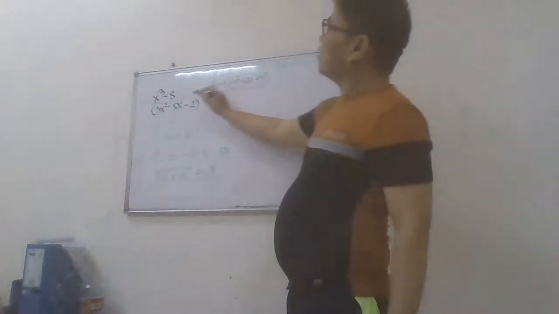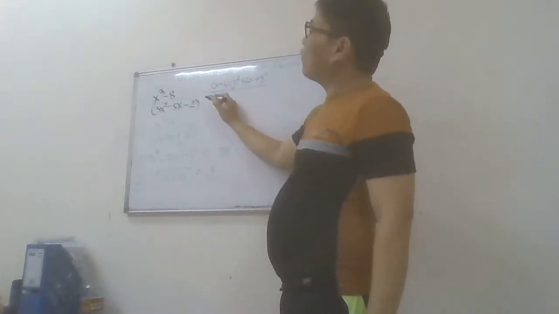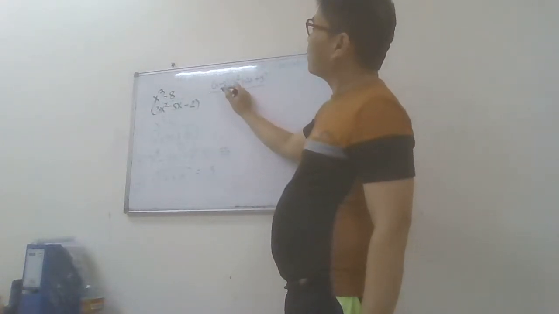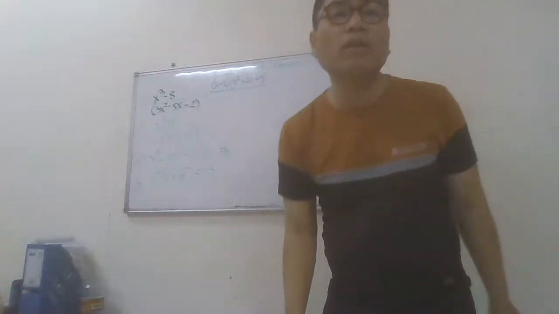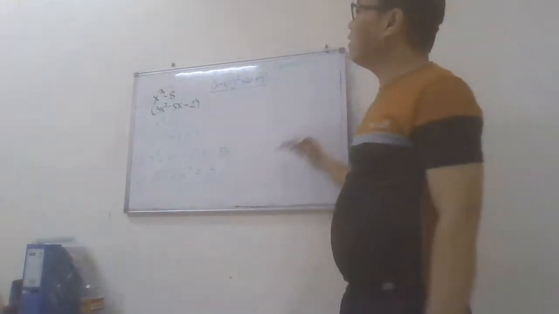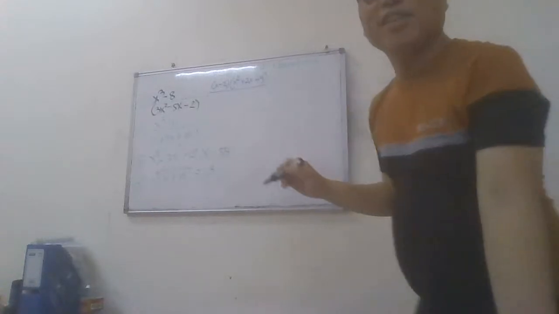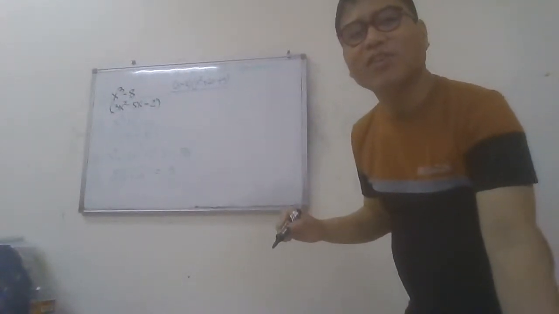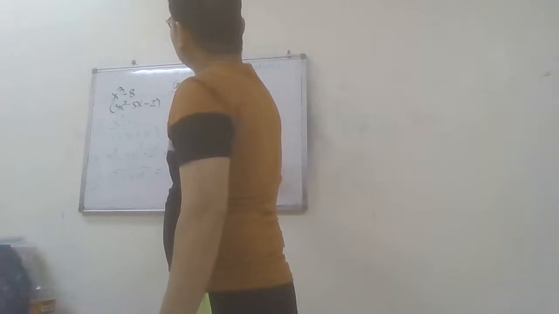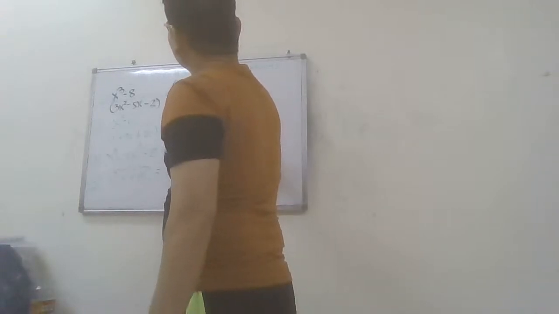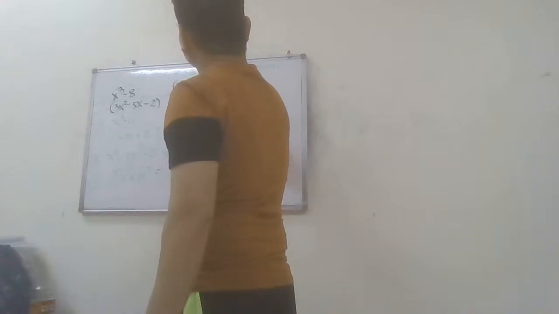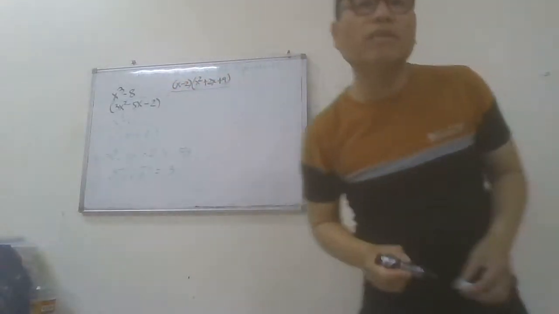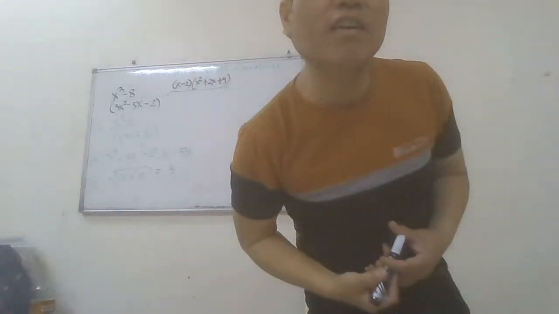So we have this expression, which is the difference of two cubes. Therefore, it factors as x minus 2 times x squared plus 2x plus 4. Okay? So, x minus 2 times x squared plus 2x plus 4. Is it clear now?